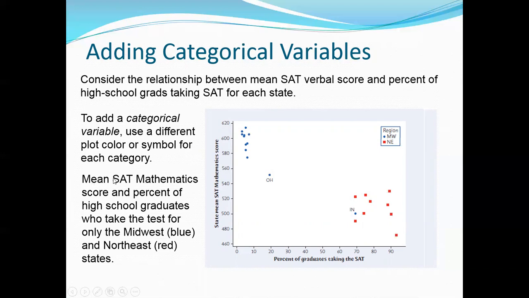The mean SAT mathematics scores and percents of high school graduates who take the test for only the Midwest are plotted in blue, and the Northwest are plotted in red. The blue is in the shape of a circle, the red is in the shape of a square, because not everyone can see the color difference.